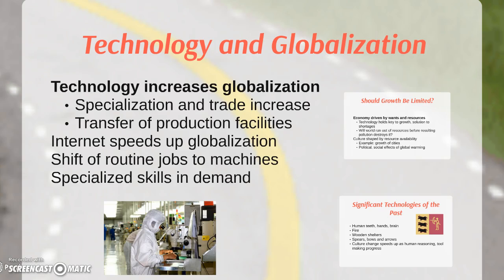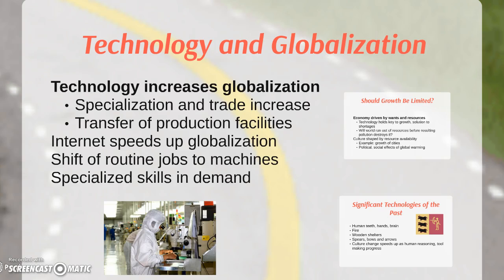So globalization feeds off of the process of technological change. They kind of go hand in hand. Specialization and trade increases. Transfer of production facilities. For example, in the 1990s, many of the Detroit automakers building Fords and Chevys and GM cars moved their production facilities to Mexico or China or Brazil, where they could hire workers to build their cars at a much cheaper hourly or daily rate with less benefits.